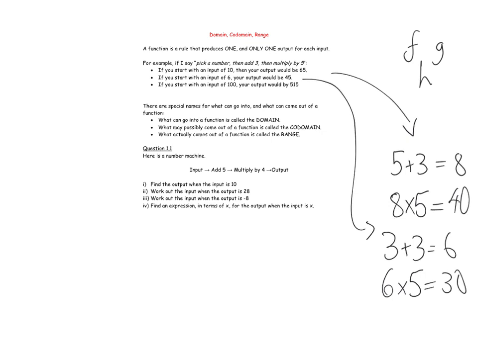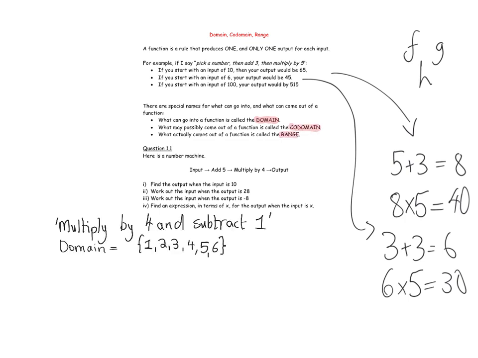So there's special names for what can go in and what can come out of a function. What we allow to go into a function is what we call the domain. What may possibly come out of a function is the codomain, and what actually comes out of a function is the range. So if you think of the example here at the bottom of the page, I have multiply by 4 and subtract 1. So this here is a function, and if I tell you that the domain is 1, 2, 3, 4, 5, and 6, and I ask you to find the range, what would that be?